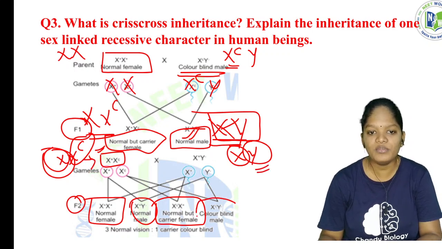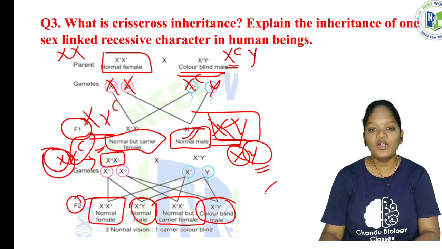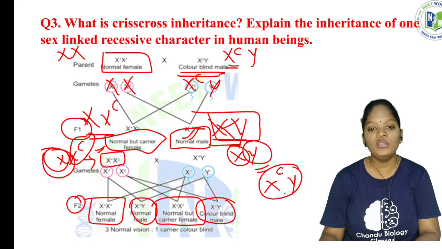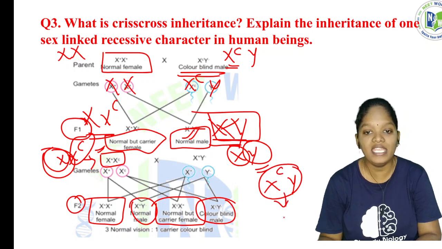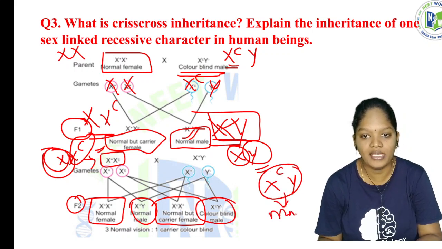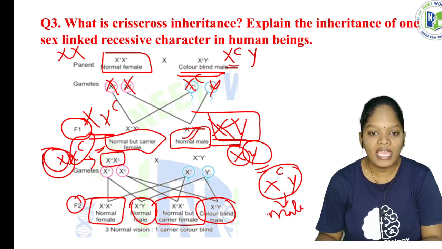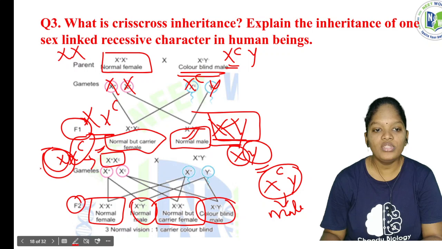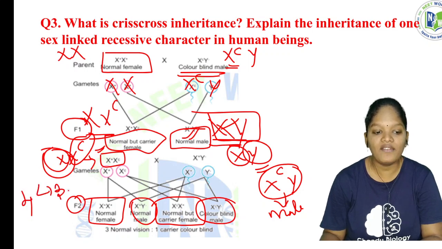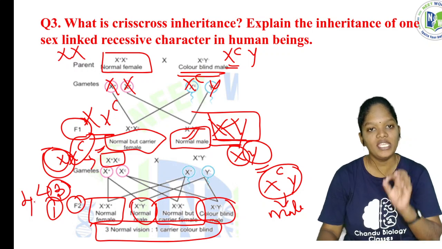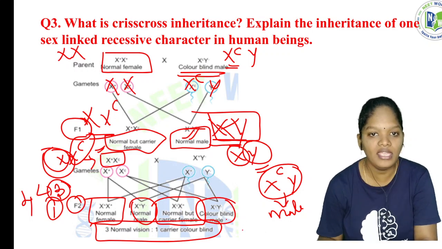X^C and Y means a color blind male, because it is X^C and Y, so definitely he is getting affected because he is a male. He will not be acting as a carrier, he will be the affected male. So you should know that out of 4 children, 3 have normal vision and 1 is affected. So we have the ratio 3:1.